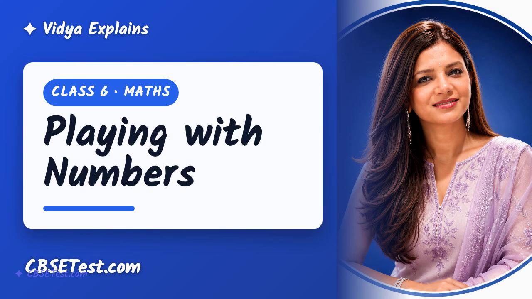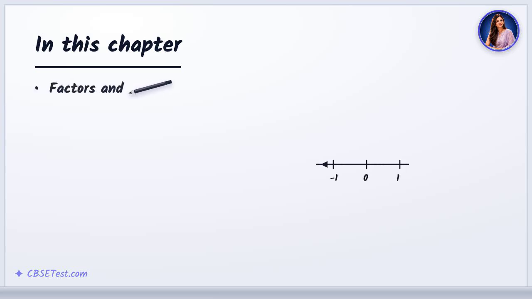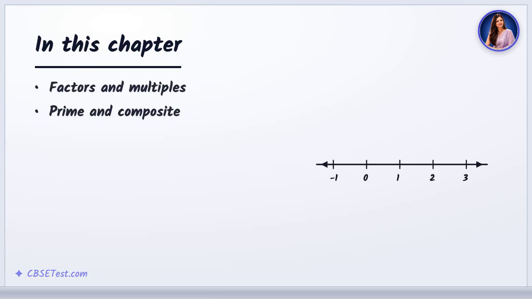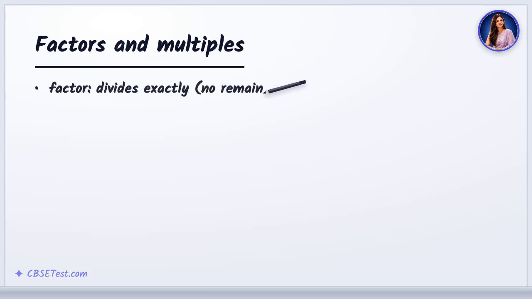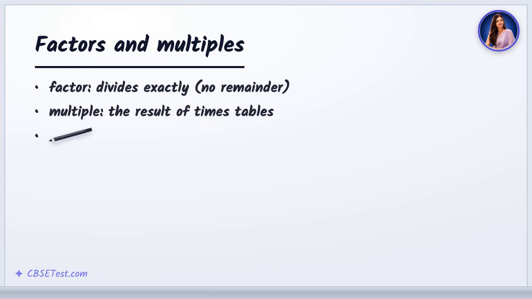Let's learn playing with numbers together, step by step. Numbers hide patterns in how they divide. We'll explore factors, multiples, primes, and find the HCF and LCM of numbers. A factor divides a number exactly with no remainder. A multiple is what you get from its times table.